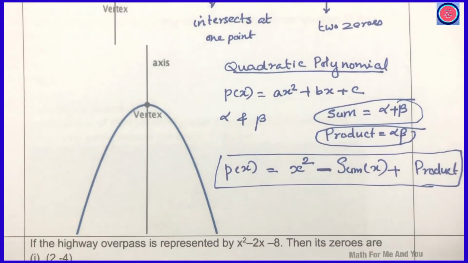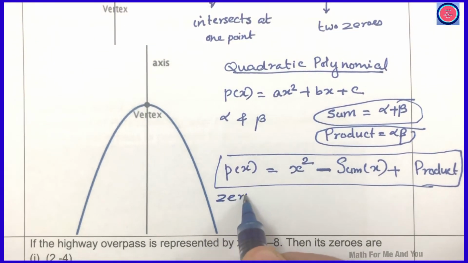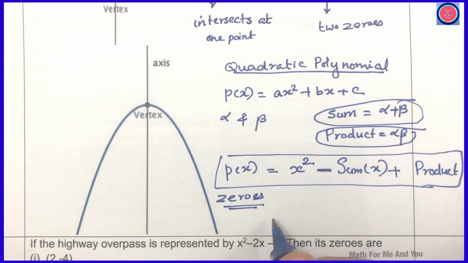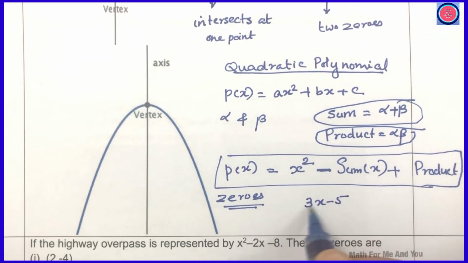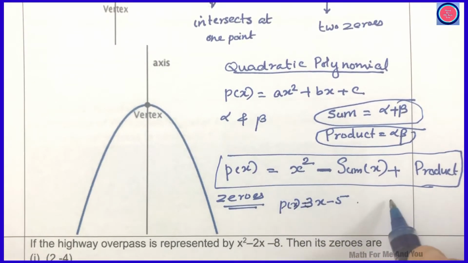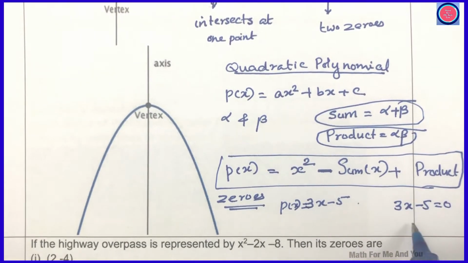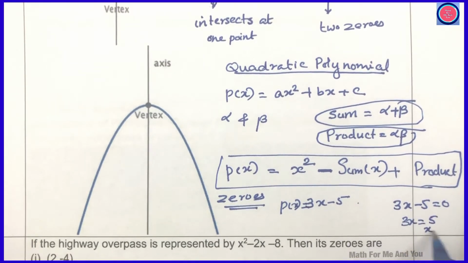Also we have studied how we can find the zeros of a polynomial. Whatever polynomial we get, whether it is linear, second degree or cubic, we will consider the polynomial and equate it with 0. For example, if we have a polynomial p of x equals 3x minus 5, how can we find the zero of this polynomial? Just equate 3x minus 5 to 0. 3x minus 5 equal 0. Then find the value of x, that is called the zero of the polynomial.